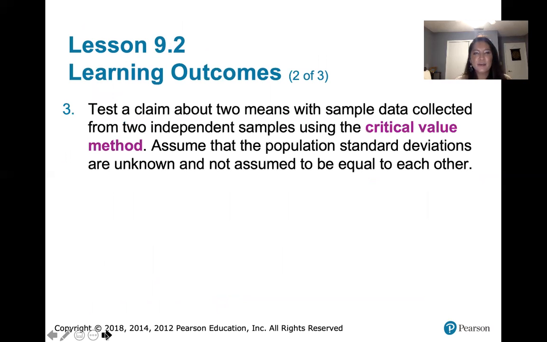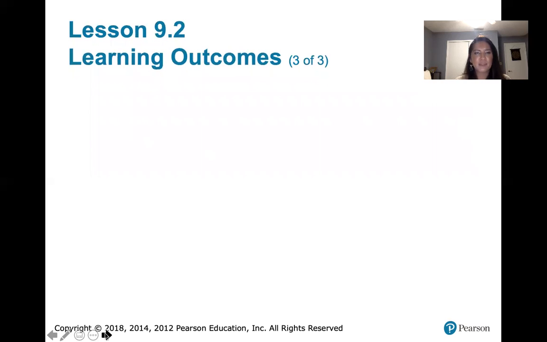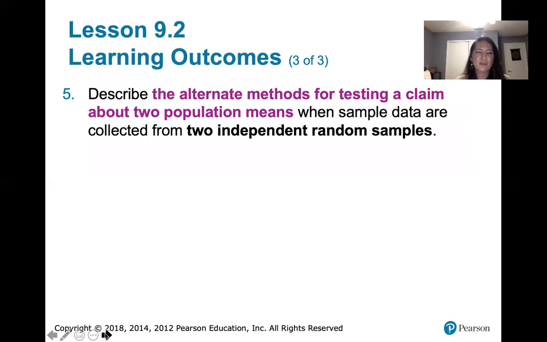In our third learning outcome, we're going on to test a claim about two means. And pretty much the same situation, the population standard deviations are unknown and not assumed to be equal to each other, but this time we use the critical value method. In the fourth learning outcome, we do the same thing again under the same circumstances, but this time we want to construct a confidence interval estimate of the difference between two population means and use the confidence interval method to test our claim.